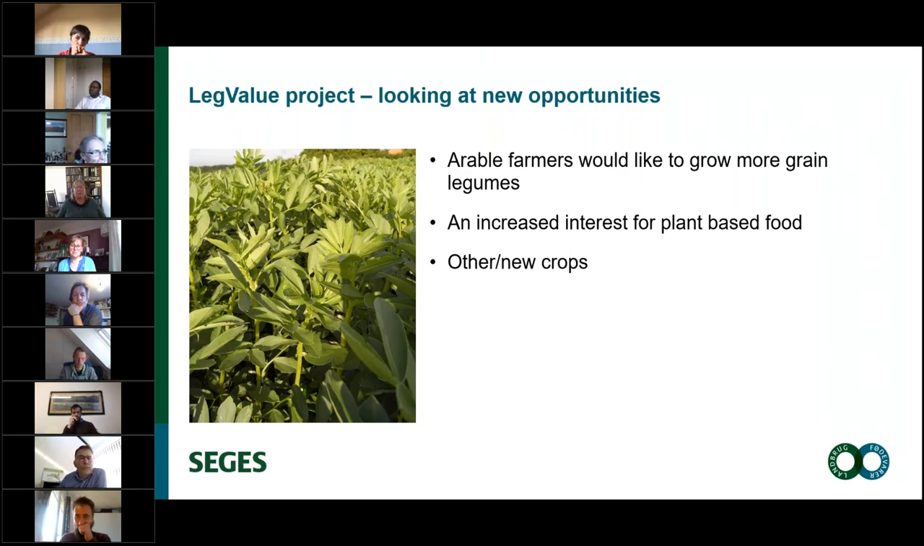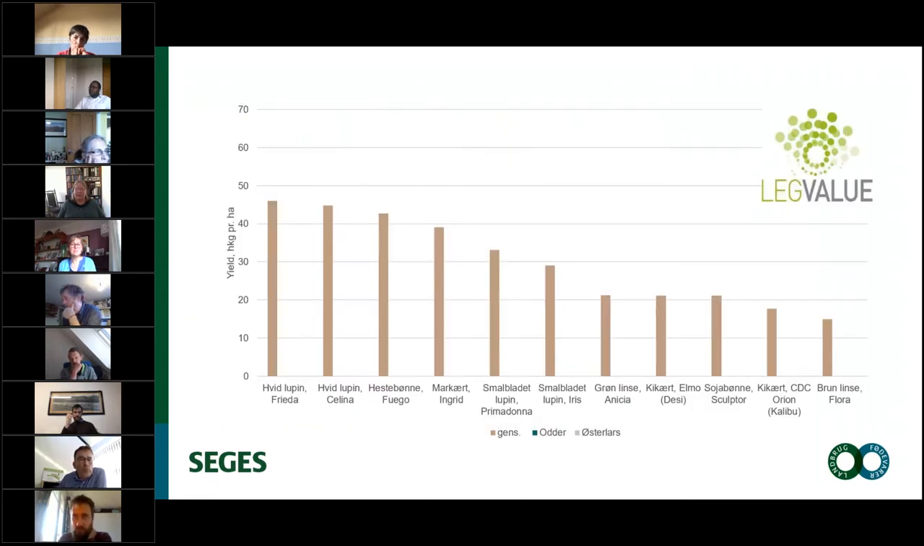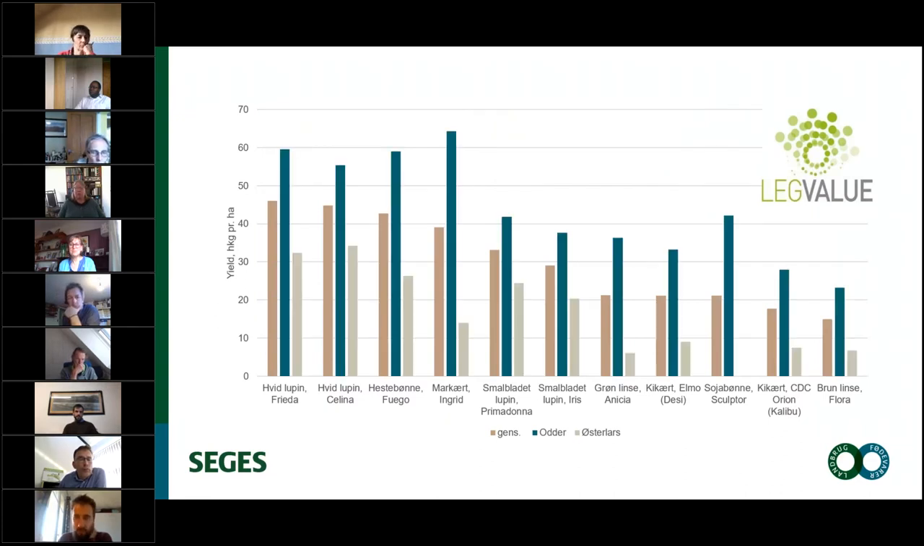And because the farmers are so interested in the grain legumes, we have also looked at other and new crops in the leg value. And just to show you, we have the faba beans as number three here. It's in Danish, sorry, the faba bean fuego. And then we have tried to look at other grain legumes to see how they perform. And it looks actually very well that there are new possibilities because we need to have more different grain legumes than just faba beans, also due to soil-borne diseases.